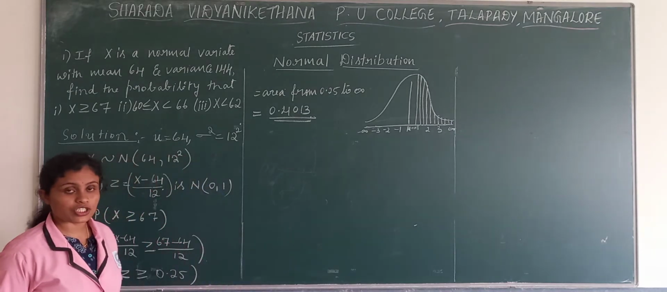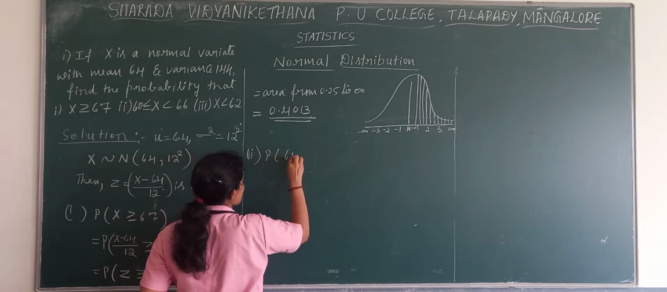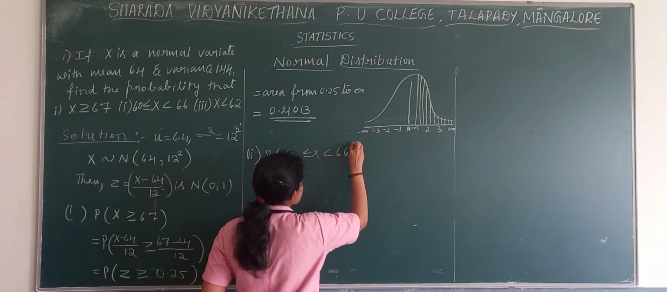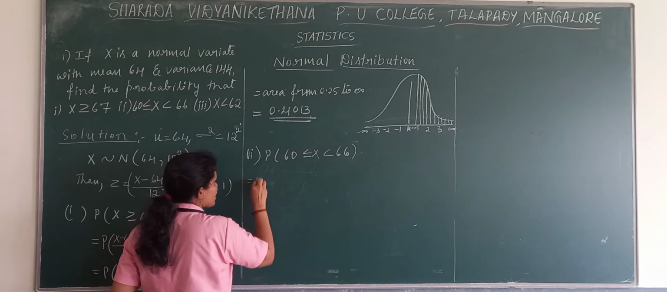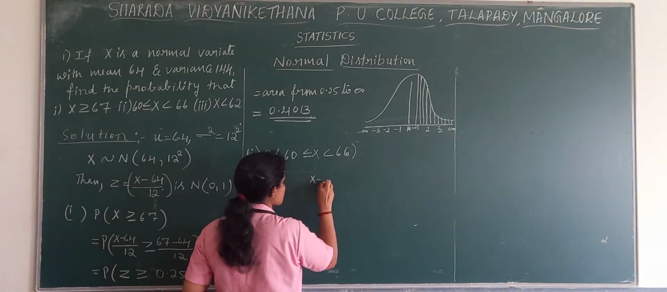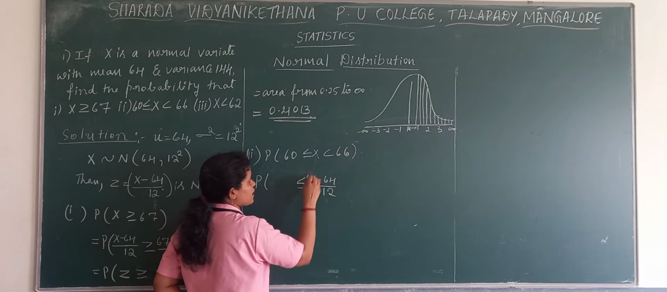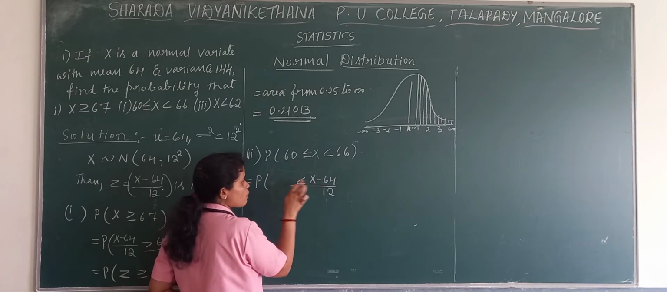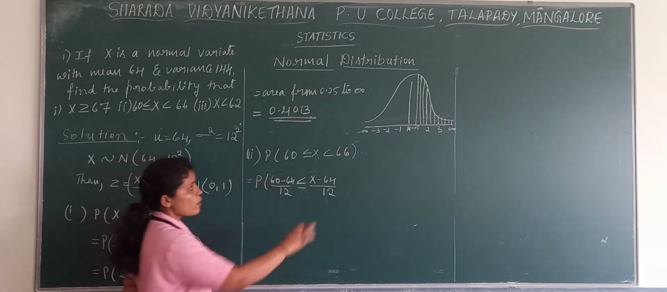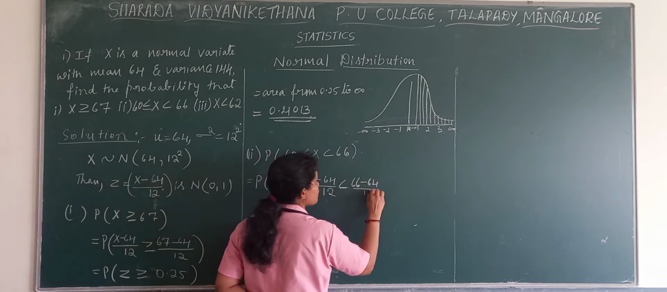Now we'll move towards the second question. What is that second question? The second question is the probability of X is greater than or equal to 60 but lesser than 66. Same thing once again, in the place of X we need to substitute this formula, X minus 64 divided by 12. Greater than or equal to 60: same formula, but in the place of X we substitute 60, so 60 minus 64 divided by 12. Once again, lesser than: same formula, but X is 66, so 66 minus 64 divided by 12.